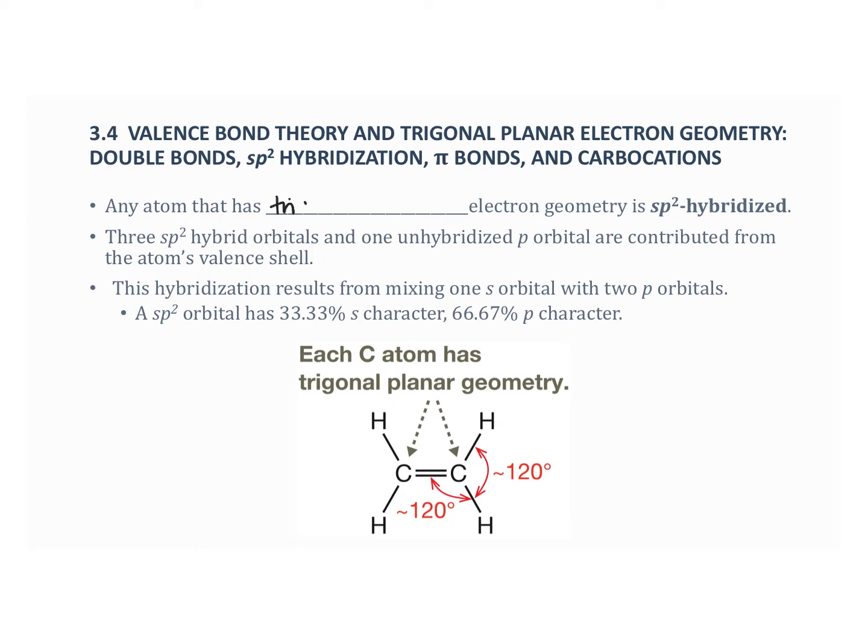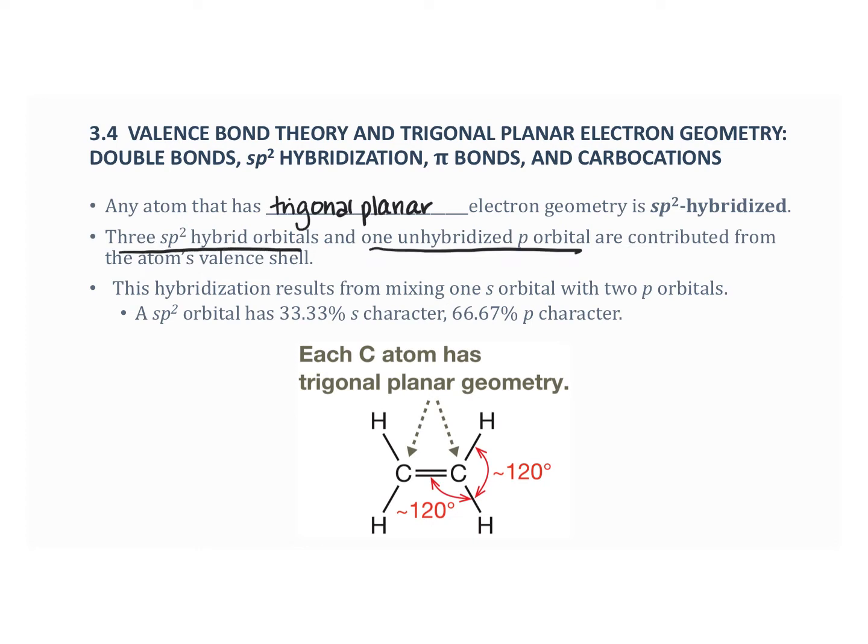And what we know is that any atom with a trigonal planar electron geometry is going to be sp2 hybridized. So we acknowledge and can identify things that are trigonal planar, and then we immediately know those are sp2 hybridized. Now, let's talk a little bit about what this means. When something is sp2 hybridized, it's going to have one unhybridized p orbital and then three sp2 hybrid orbitals.